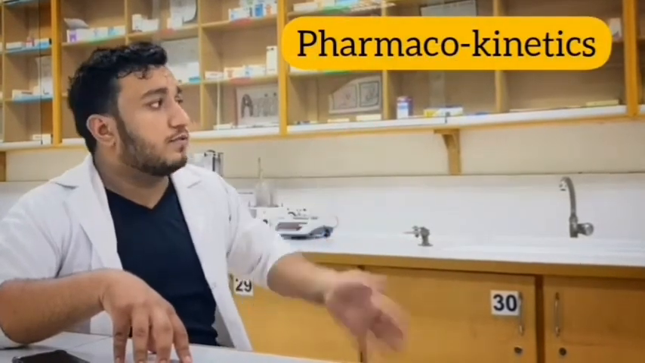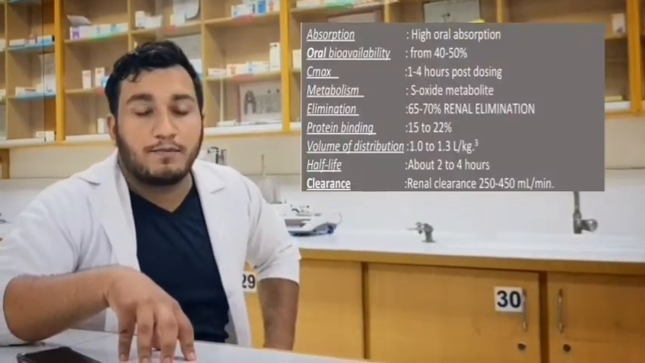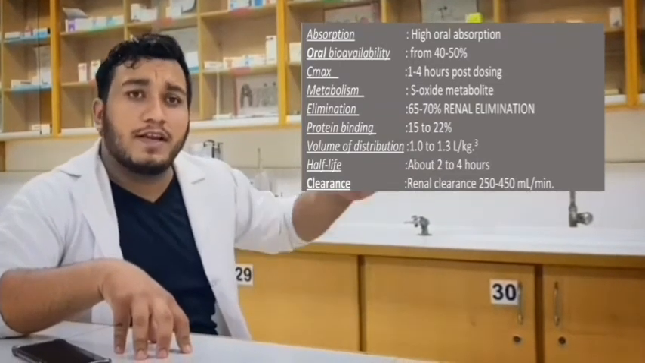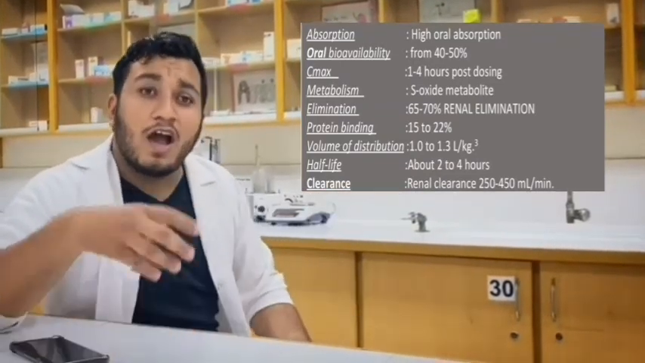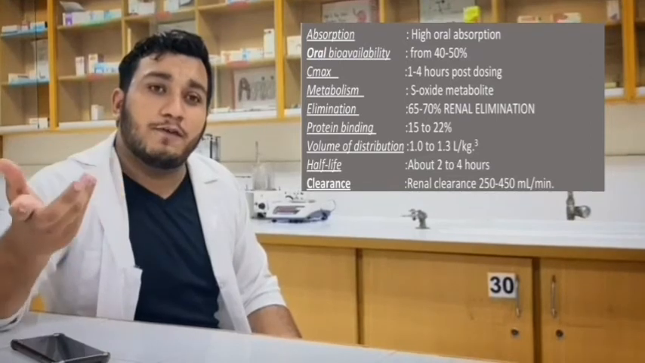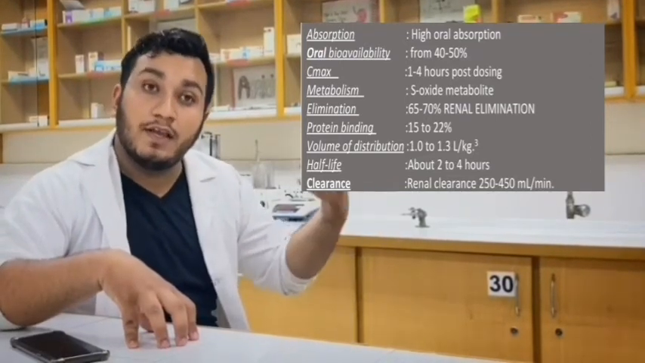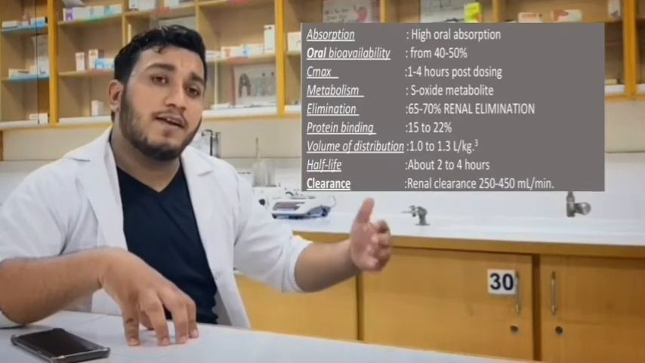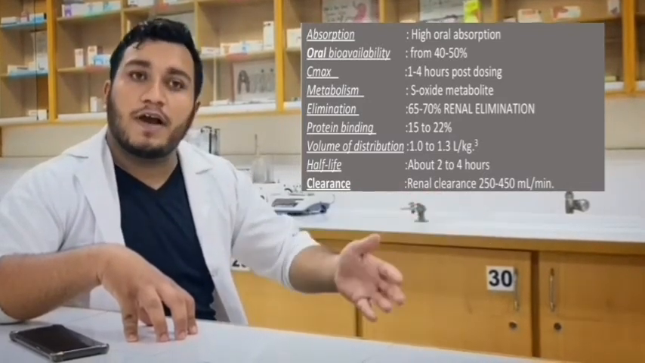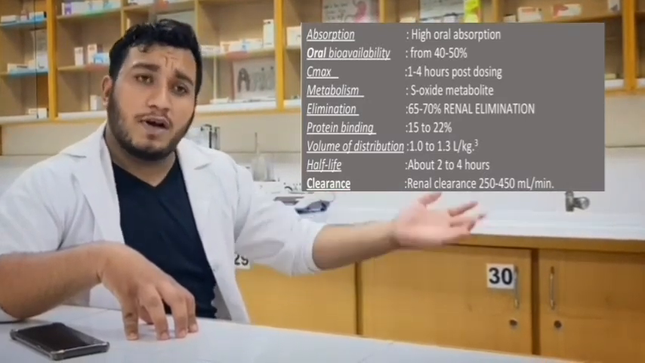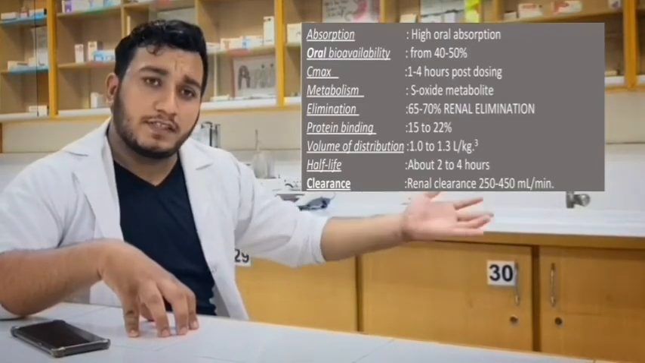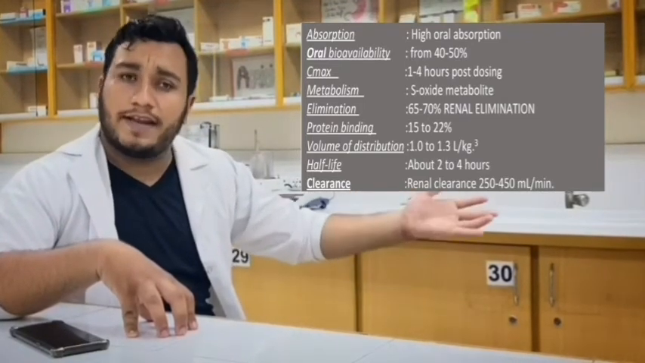Let's talk about some pharmacokinetic parameters. Here you can see some pharmacokinetic parameters of famotidine, where it is highly absorbed from the GIT. About 40 to 50% is protein bound. It is metabolized by the liver into sulfates and then moves out of the body mostly via urine. Some other parameters you can see: half-life is 3 to 4 hours, and so on.